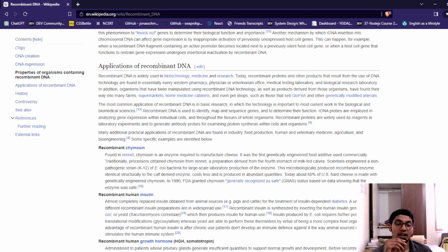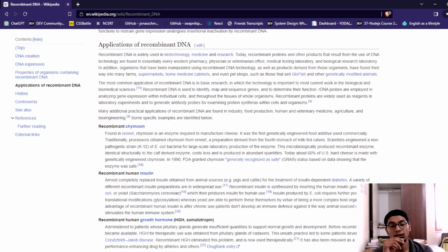Scientists engineered a known non-pathogenic strain of E. coli bacteria for large-scale laboratory production of the enzyme. The microbiologically produced recombinant enzyme has an identical structure, costs less, and is of higher quality than the traditional product. Today, about 60% of US hard cheese is made with genetically engineered chymosin. In 1990, the FDA granted chymosin generally recognized as safe status based on data showing the enzyme was safe.